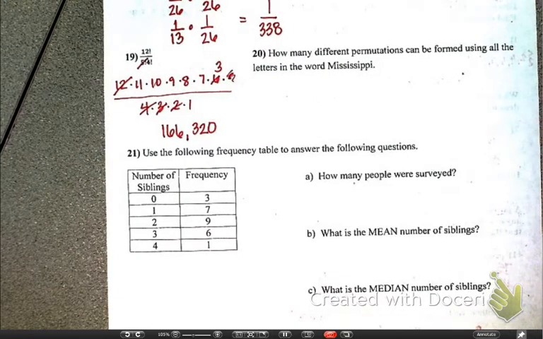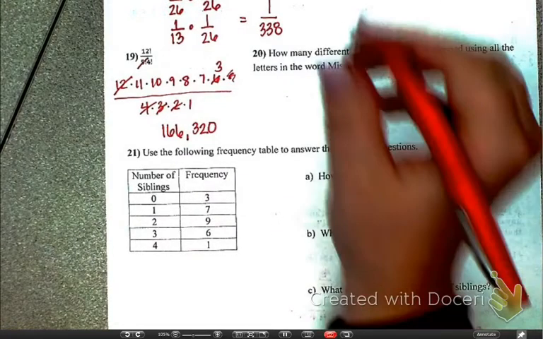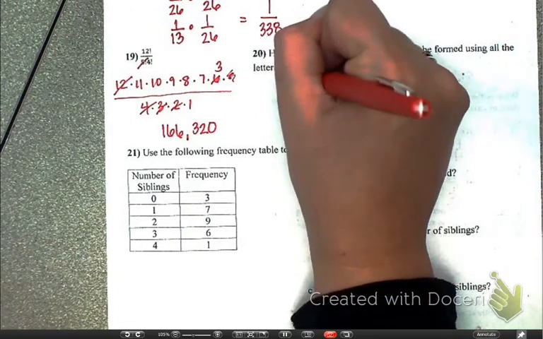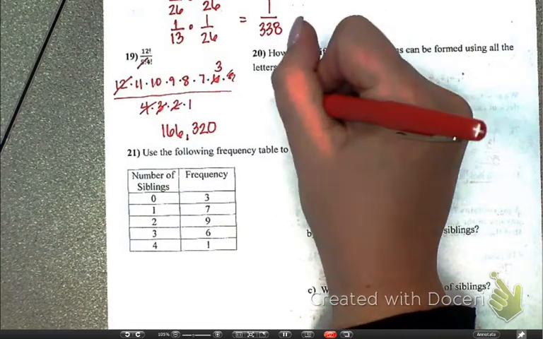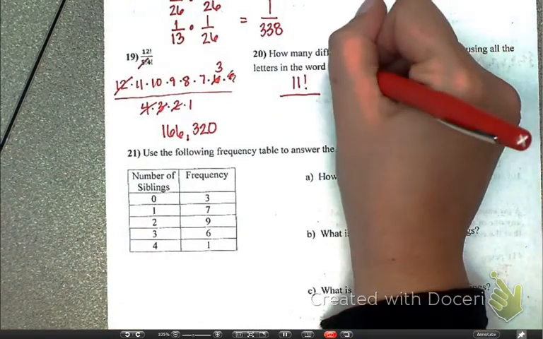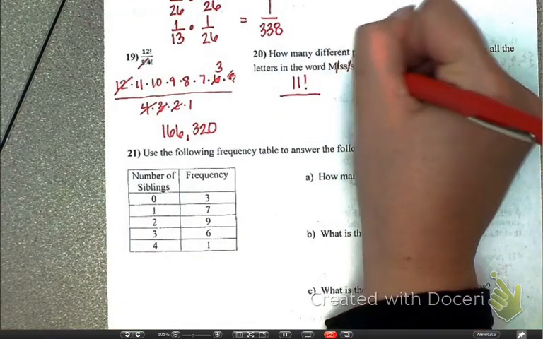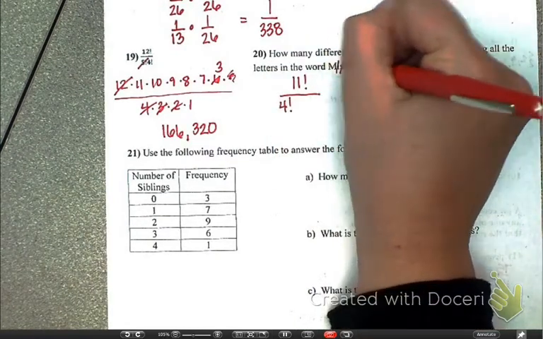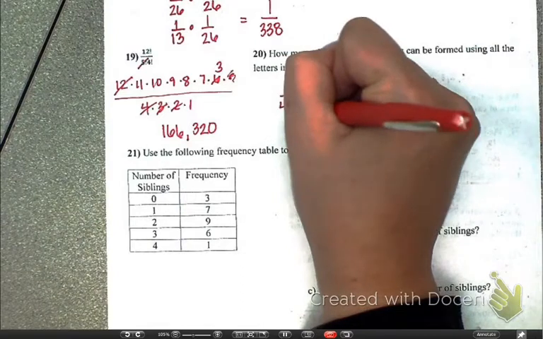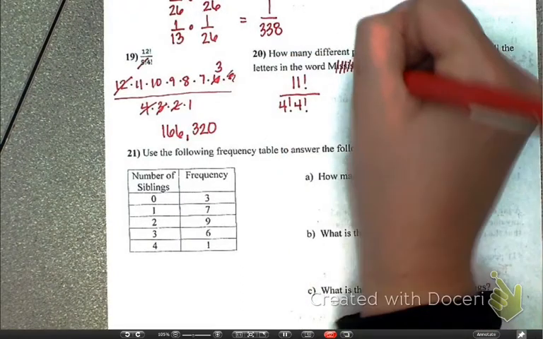Okay. How many different permutations can be formed using the letters in the word Mississippi? So first things first is you have to know how many letters there are. How many letters are in Mississippi? 11. So on top is your total letters in the numerator. In the denominator are your repeats. So I see a repeat of I's, and there are 4 of those. I see a repeat of S's, and there are 4 of those. And I see 2 P's.